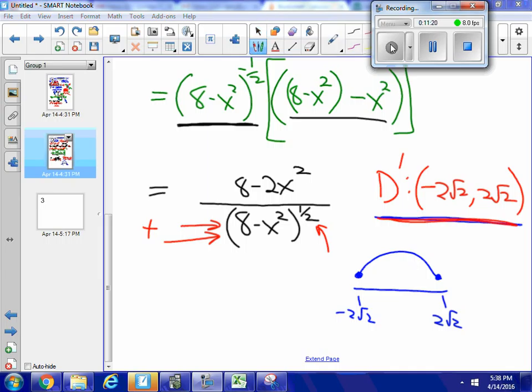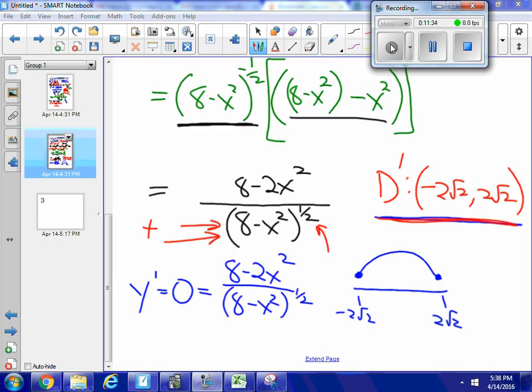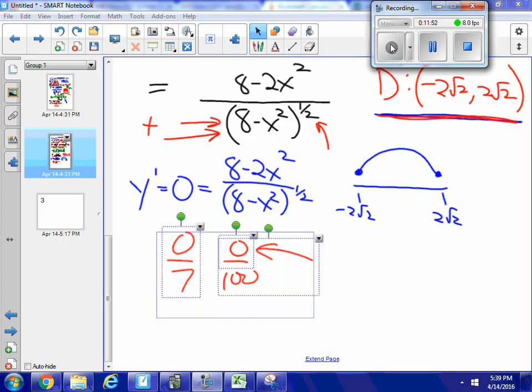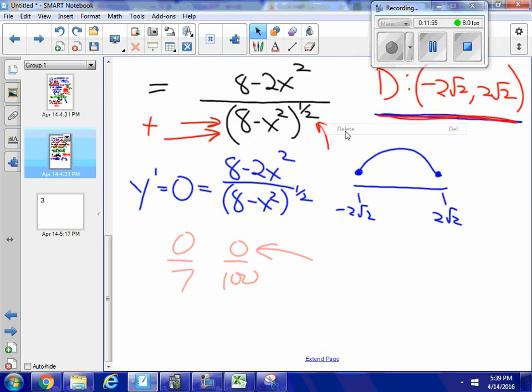I need to set my derivative equal to 0. So I want y prime to be equal to 0. Since y prime is 8 minus 2x squared over 8 minus x squared to the 1/2, I want to find out where that's going to be equal to 0. When I have a fraction, if I have 0 divided by 7, we know it's equal to 0, or 0 divided by 100, it's equal to 0. If the numerator is 0, then the whole expression is equal to 0, with the possible exception if the denominator is also equal to 0, but we're not going to worry about that right now.